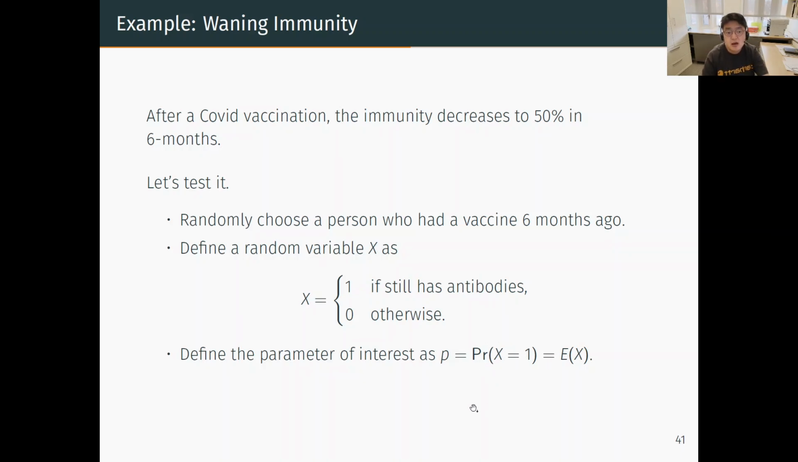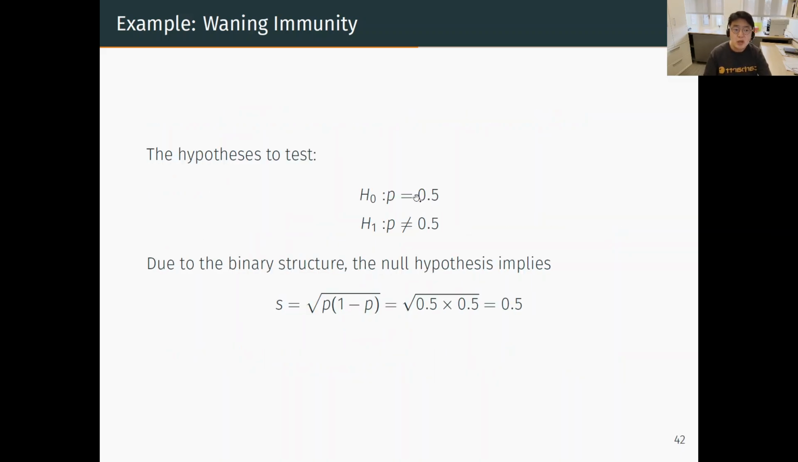That is a probability, but we know that the probability of success equals its mean for a binary distribution. So we are going to apply our method for the mean, okay? Our hypothesis is that this probability is 50%. So 50% of people have antibodies 6 months after the first COVID vaccine.